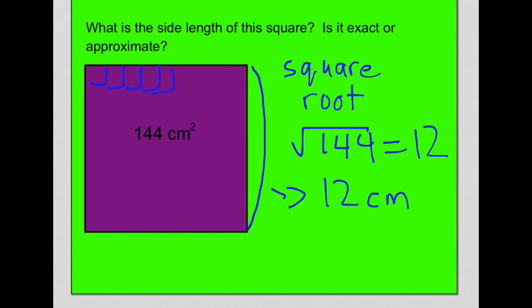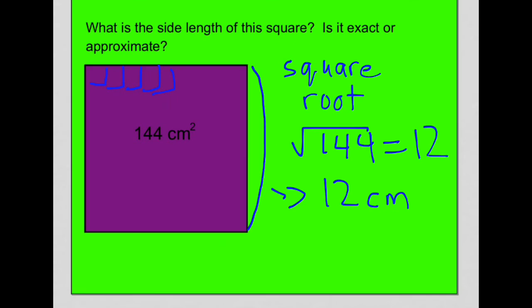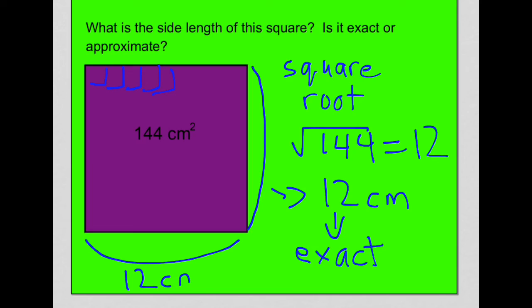Now, since that is a perfect square root, it came from this page, it's a perfect square, we were asked, is this exact or approximate? Well, since it's a perfect square, this is going to be an exact answer. And that means all the sides of this square would be 12 centimeters long, because the definition of a square is that all sides are exactly the same length.